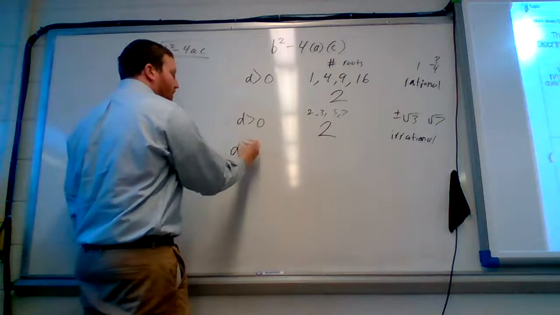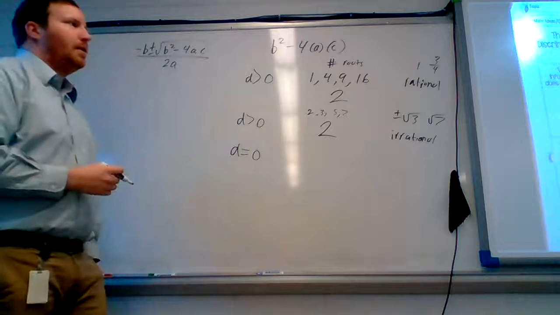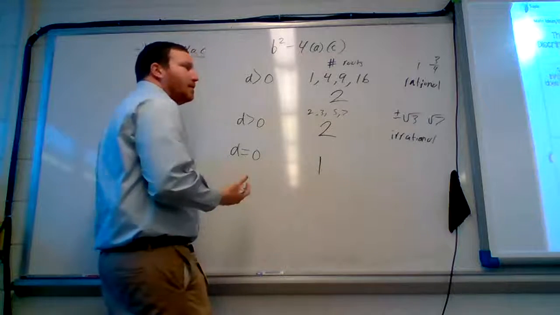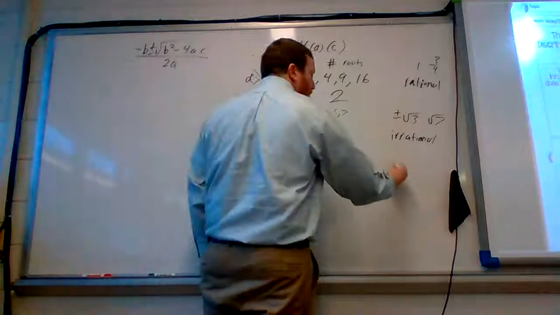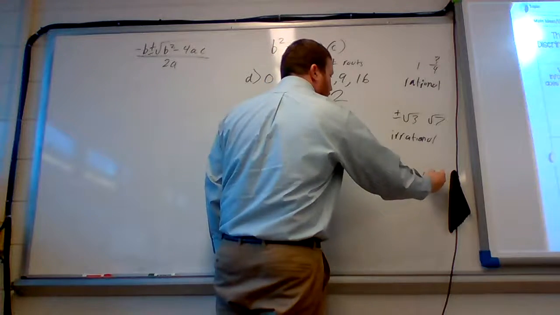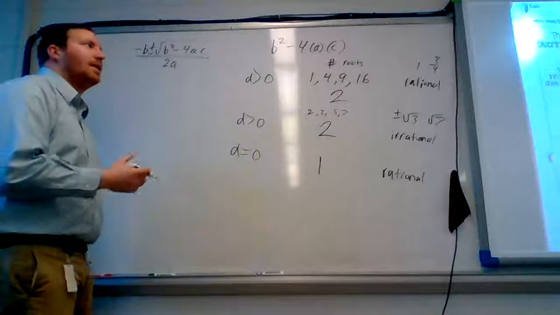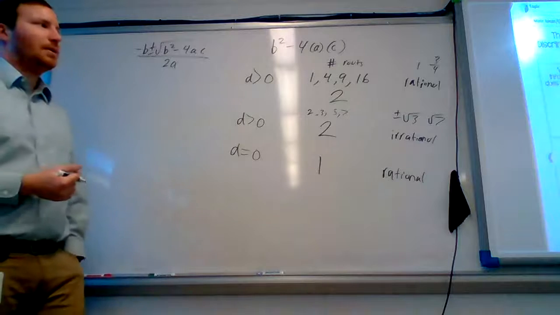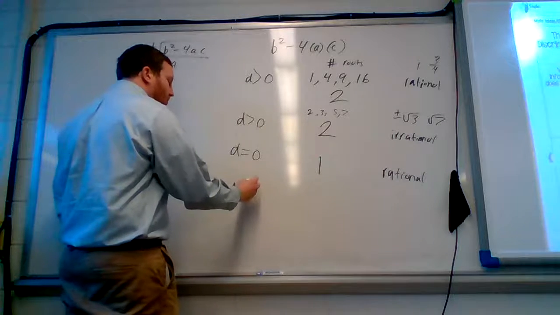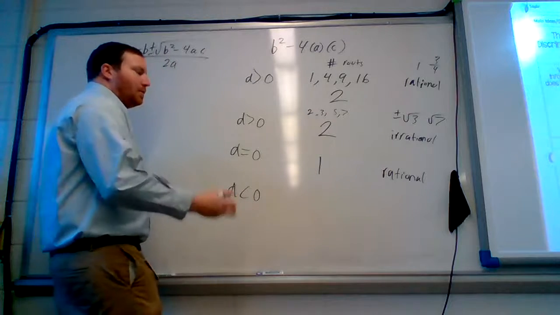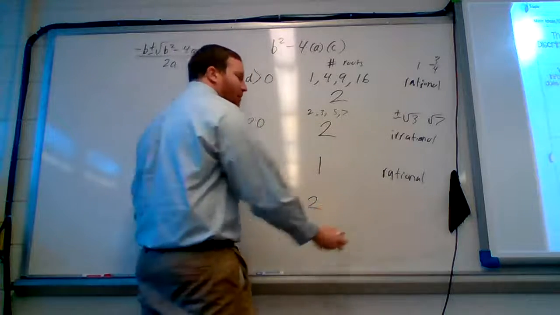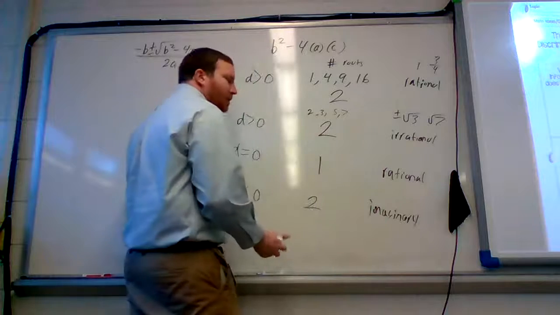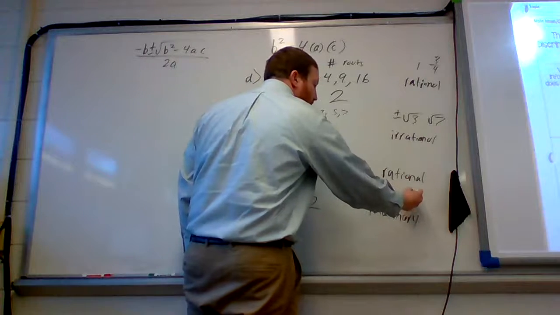If our discriminant equals 0, that means we're going to have one solution, and it's just going to be rational as well. Again, a rational number can be an integer, it can be a fraction. And the last one, if d is less than 0, we're going to have 2 answers again, but they're both going to be imaginary numbers. So again, that means we're going to have an i involved.